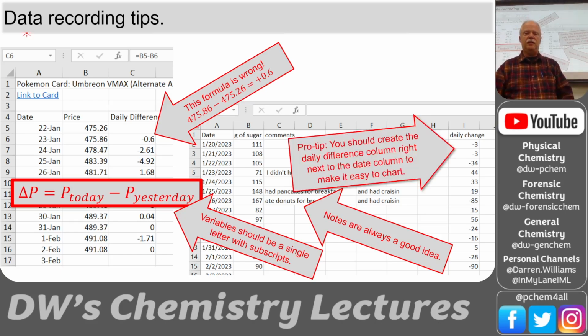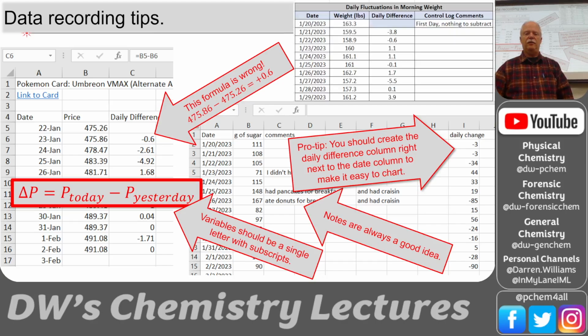Okay, so this is just saying put your daily difference column right next to the date column. Makes it real easy to chart, and that's a good tip. Now what do you do when you're doing daily difference? That first date doesn't have an entry, so you can put that in your comments or whatever. It's the first day, nothing to subtract, and then you just start your differences the next day.